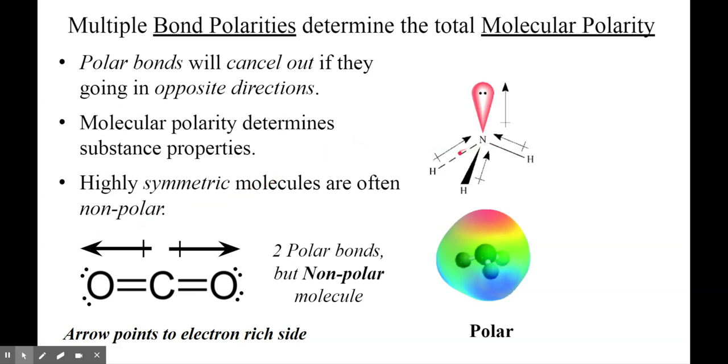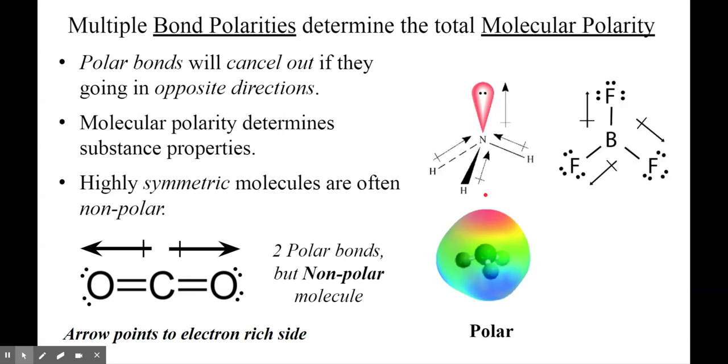So here is ammonia. It has 3 polar bonds. Again, the red in this diagram is showing electron density. And because it's trigonal pyramidal, it's not planar and flat, all the electron density is getting pushed to one side, and that makes it polar.